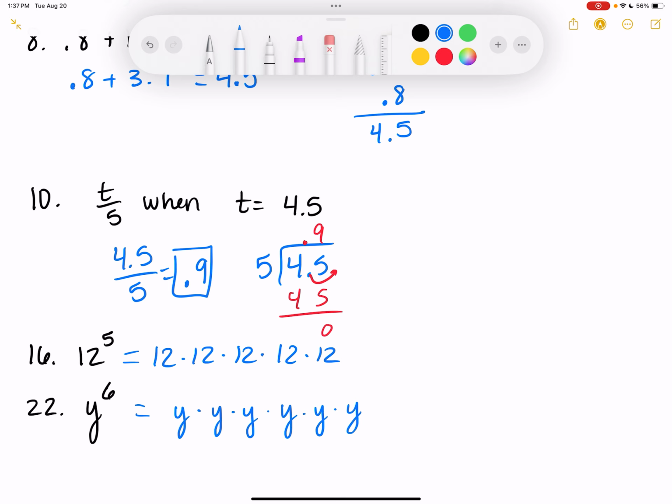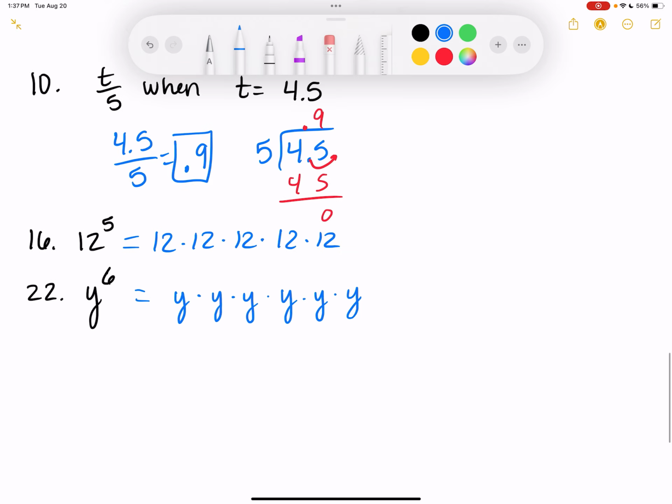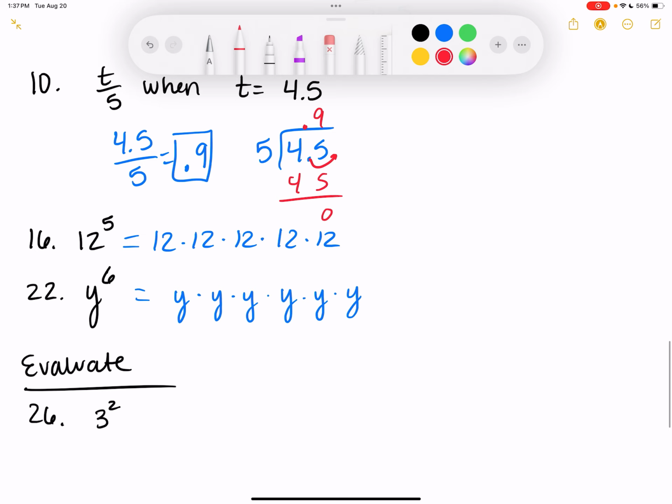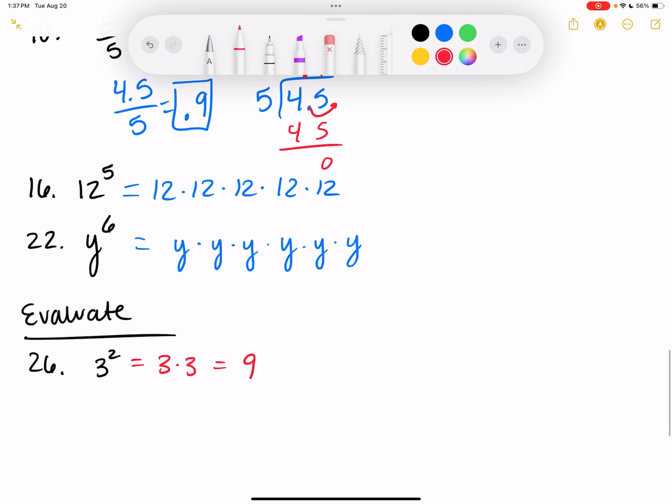If it says to evaluate, which is what the next ones say, you do actually need to multiply the stuff through. So for these next few, we're actually going to evaluate. Write that there so we remember what we're doing. So 26, 3 squared is what? 3 times 3, which is equal to 9. Yep. And this intermediate step here, if you want to write it out, that's fine. If you just know that 3 squared is 9, I don't mind you going straight to that for the ones that just say evaluate. But that's up to you.